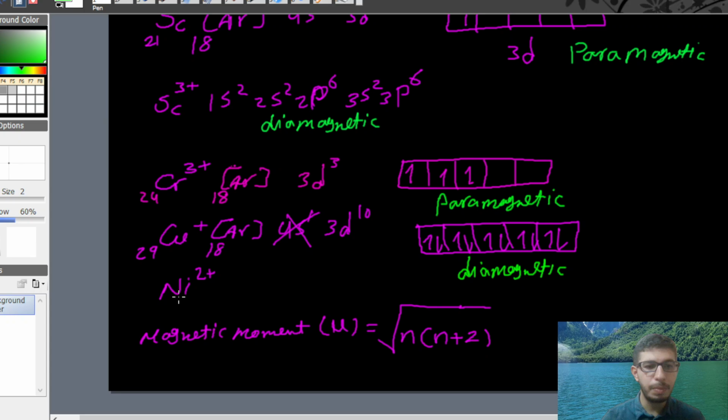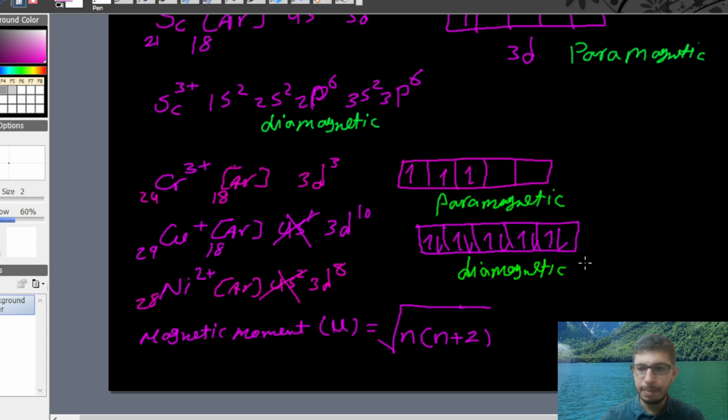So what about nickel 2 positive? Nickel, atomic number 28. When you write the electron configuration of nickel 28, you start with argon 18, then 4s2, 3d8. And this is the correct electronic configuration, but here we need to get rid of two electrons from the nickel, and when you get rid of two electrons, you lose the electrons from the 4s sublevel, not the 3d sublevel. So the 4s will be canceled out. Then you end up with 3d8, right?